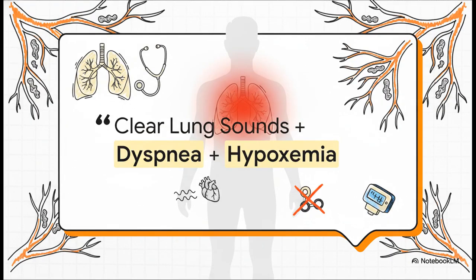And here's the other classic triad you have got to remember. You have a patient who is short of breath, their oxygen is low, but you listen to their lungs and they sound perfectly clear. No crackles, no wheezes. Your PE alarm bells should be going off like crazy. Why? Because the problem isn't in the lungs themselves. It's in the pipes, the blood vessels.